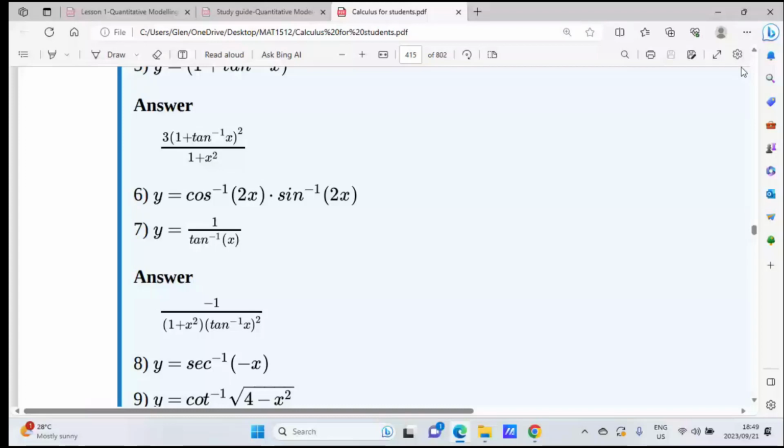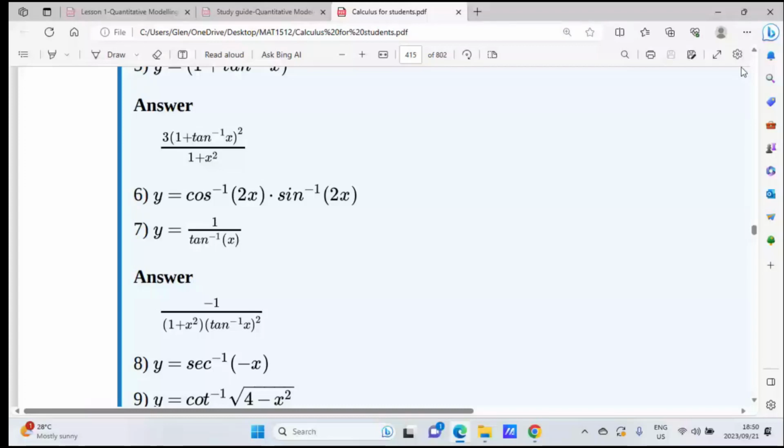Okay. So may we please all pay attention? We're still on number 8, eh? Yes, it's still number 8. Yes, Dennis. My solution for number 8 is -1 over absolute value of x times the square root of x squared minus 1.